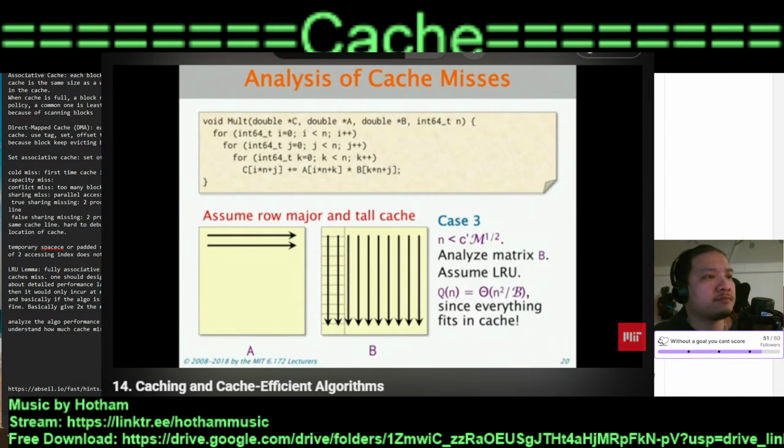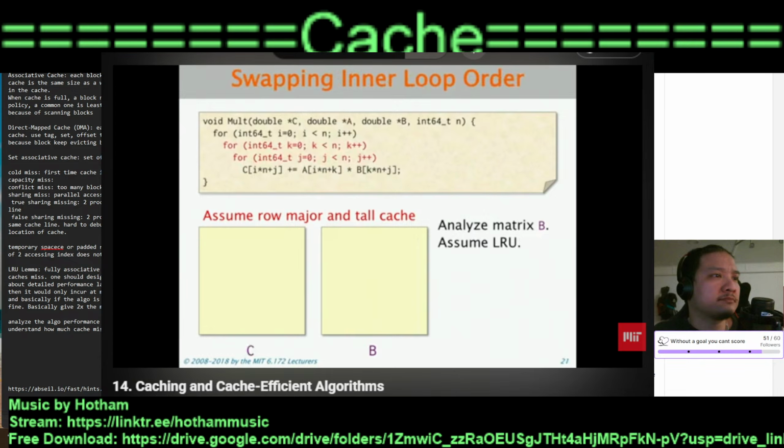Overall, this is not a very good algorithm because, as you recall, in case 1, I needed a cubic number of cache misses. What happens if I swap the order of the inner two loops? Recall that this was one of the optimizations in lecture 1 when Charles was talking about matrix multiplication and how to speed it up. If I swap the order of the two inner loops, then for every iteration, I'm going over a row of C and a row of B, and A stays fixed inside the innermost iteration.